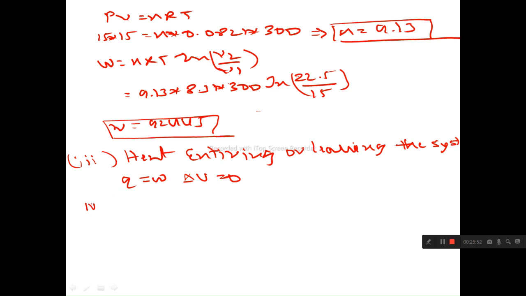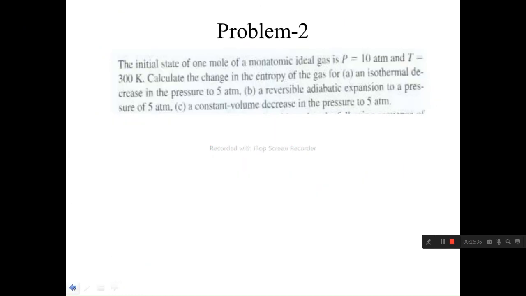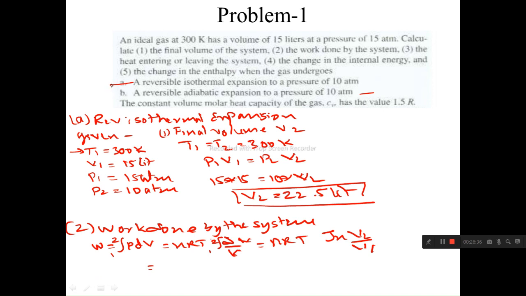The fourth option is given as the internal energy. As I said here, it is the fourth one. So internal energy will be 0 for the isothermal process. Next, similarly for the fifth one, we are saying the change in enthalpy, that is delta H, is also 0. Okay, so the first one is completed right now.